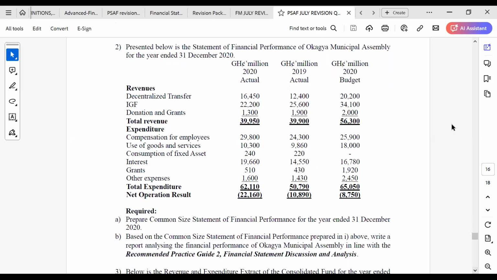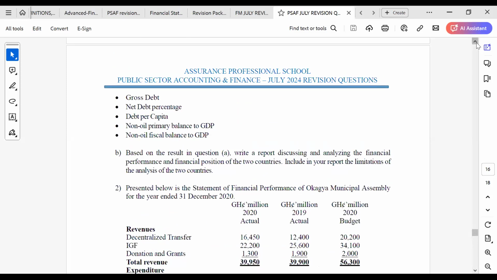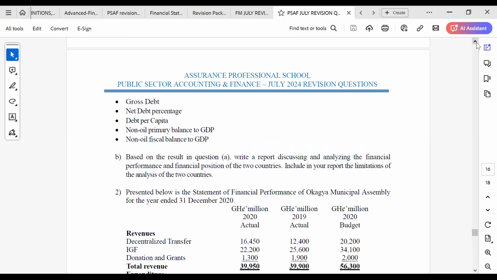Okay. Did I have a question? Yeah. When writing your report, the limitations, is it going to be in your conclusion, or would you state that one before you come and do your conclusion? Include in your report the limitation of the analysis. So they say you should include it in the report. Okay, so you can bring the conclusion, but the limitation will still be part of the report.